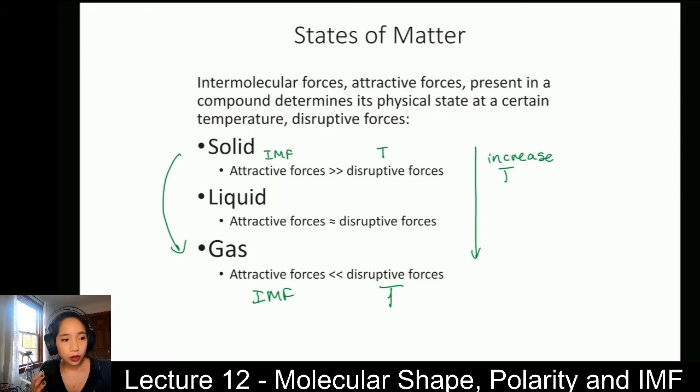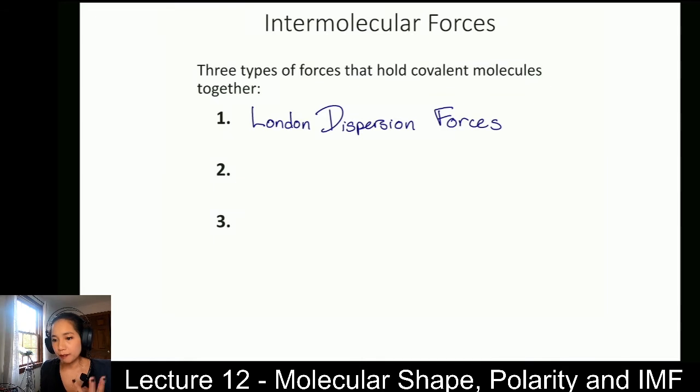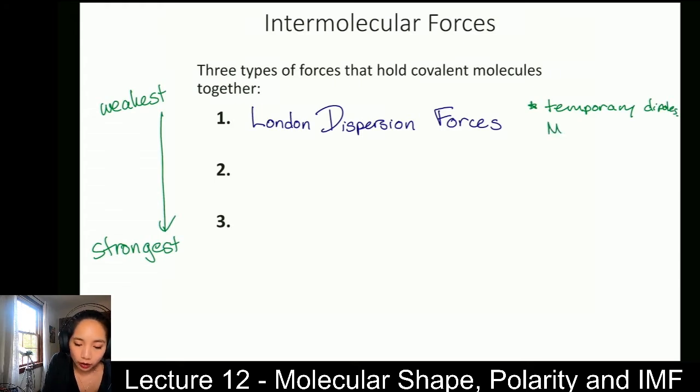So let's now talk about the different intermolecular forces that we'll discuss in this class. There's 3 different kinds, and we're going to talk about the weakest one first, the weakest force, and then the third one is the strongest of the forces. So the first one we'll talk about is London dispersion forces. If you're going to remember one thing, this has to do with temporary dipoles, and it is dependent on molar mass of your sample.